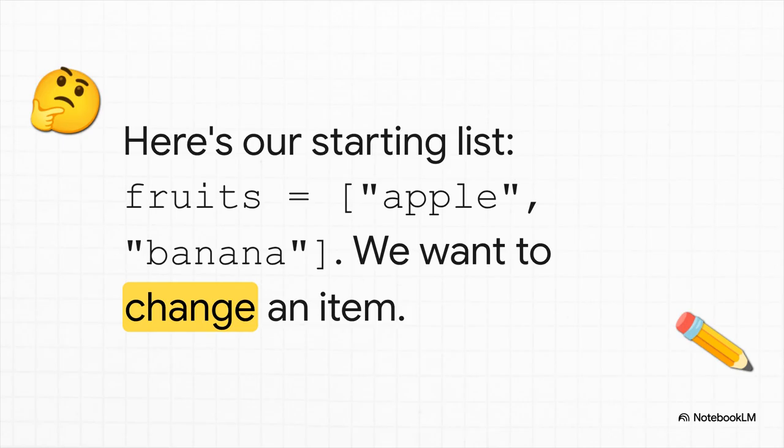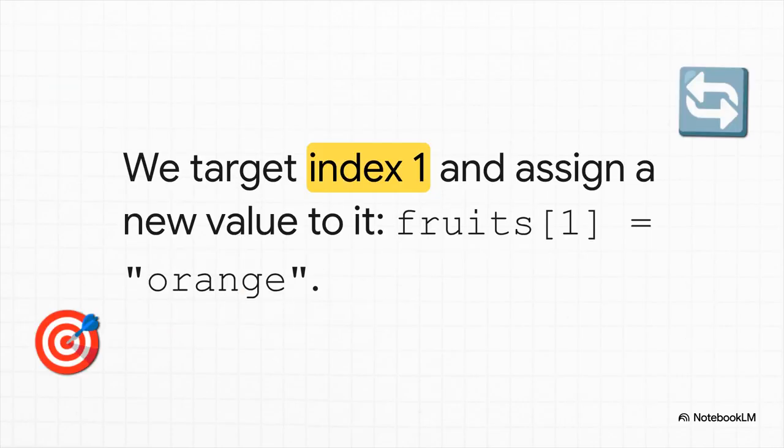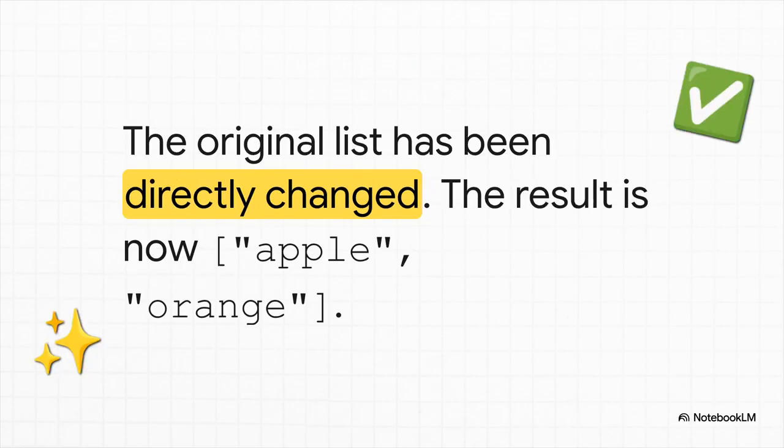Okay, remember when we said lists are mutable? Let's actually see what that looks like. Here's our starting list. Just apple and banana. So maybe we're out of bananas and we want to swap it for an orange. No problem. We just find the index of banana, which is 1, right? Apple is 0, banana is 1, and we just assign a new value to it. It's that direct. And check it out. The list is now apple, orange. We didn't create a new list. We changed the original one. That's what mutability is all about.